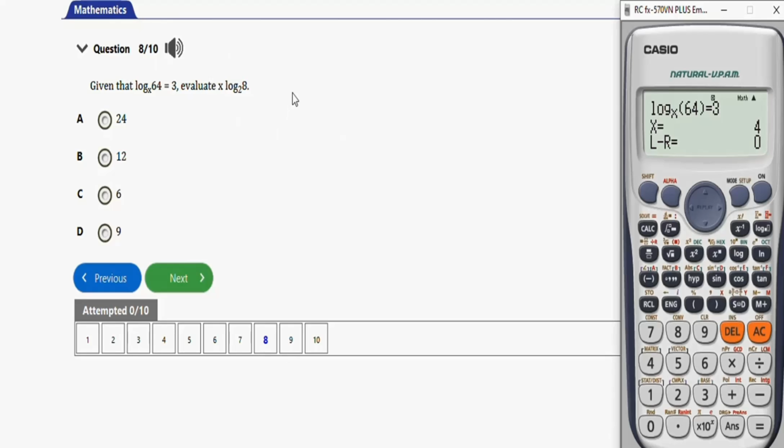Now let's evaluate x log base 2 of 8. So it will now be 4 log base 2 of 8. Press equal to 12. The right option is option B. It's as simple as this. The next question will be this one.